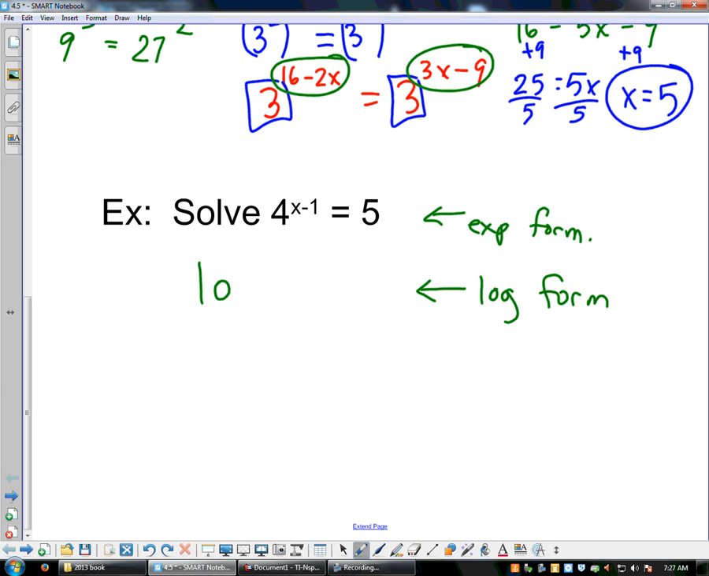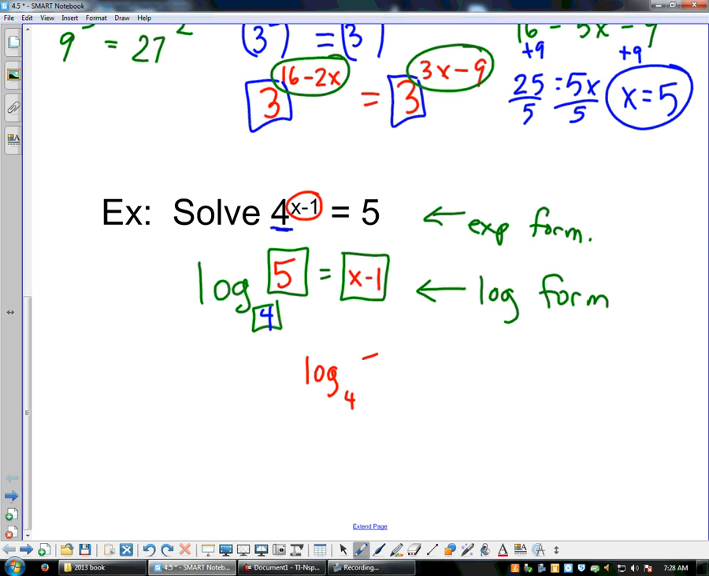That means we want log to the base what of what equals what. Just like we were doing on the video guided notes from section 4.3, notice the base is 4, so that goes right here, and the exponent is x minus 1, and logarithms are exponents, so that goes right here, and that leaves a spot for the 5 right here. So we have to solve log to the base 4 of 5 equaling x minus 1.